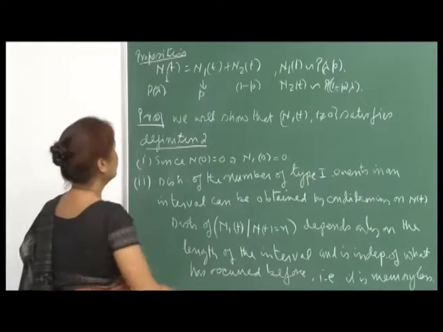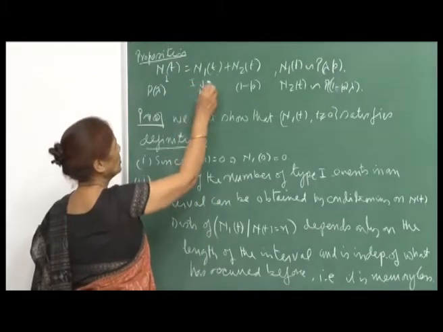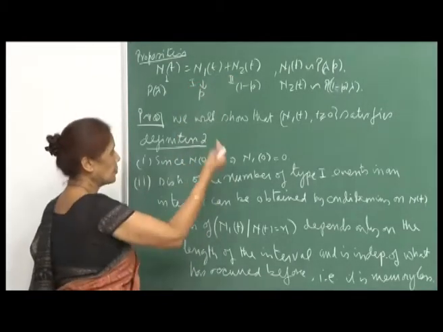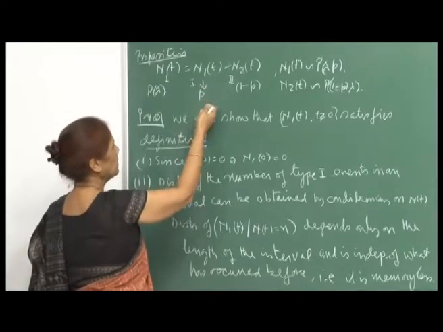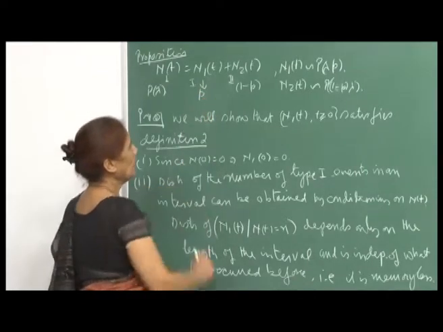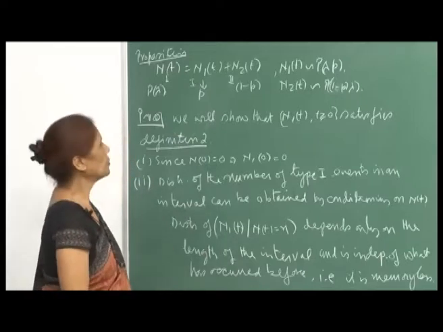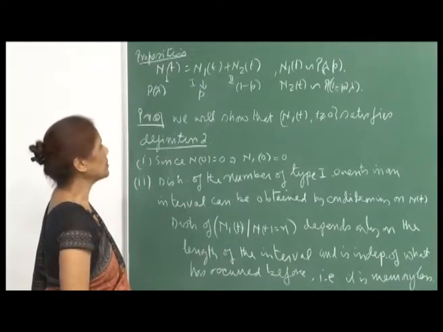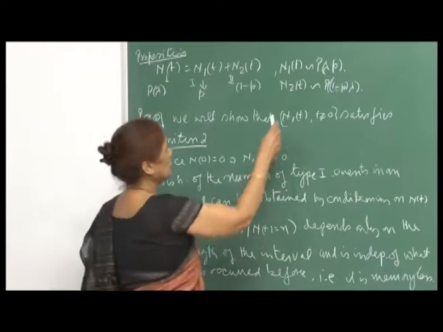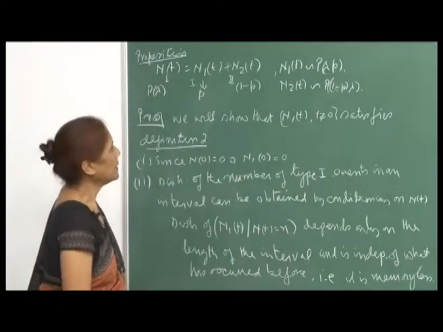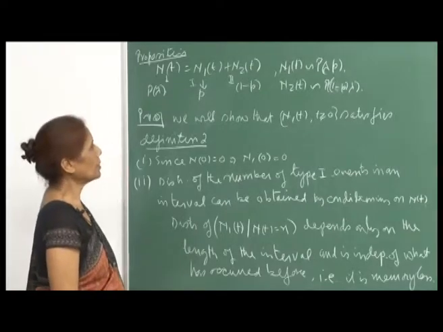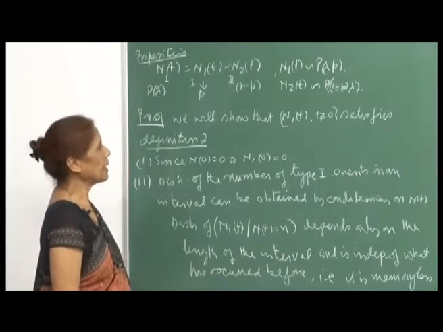Then, if there are type 1 and type 2 sub processes, that means the type 1 event occurs with probability p, and the type 2 event occurs with probability 1 minus p. We want to show that N1(t) is Poisson with parameter lambda p, and N2(t) is Poisson with parameter (1 minus p) lambda. We want to show this.